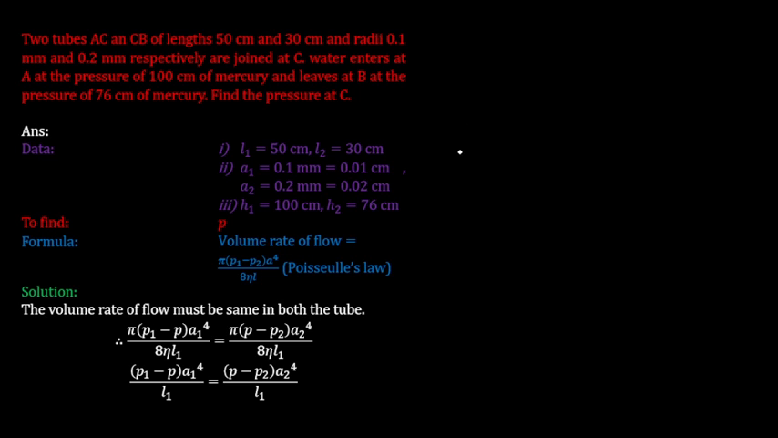In this problem, we have two tubes of different length and different radii. A tube AC has the radius of 0.1 millimeter, and it has the length of 50 centimeter. And there is another tube which is wider, has the diameter of 0.2 millimeter, and its length is only 30 centimeter.